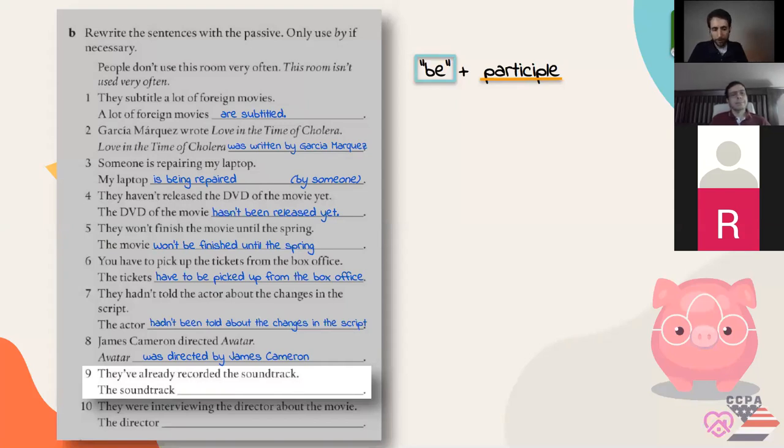No ideas for this one? They've already recorded the soundtrack. Had been recorded, says Robert. Almost, close. Two problems there, Robert. Ruth was closer, also with a little problem. Let's repeat the answer. The soundtrack has already been recorded. Remember that when we use already, we typically put it between our have and our verb in the participle.